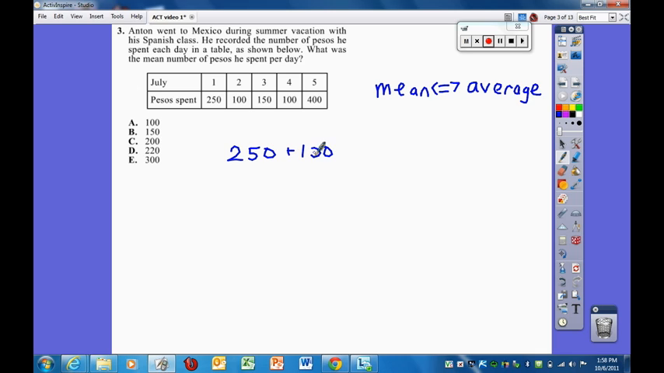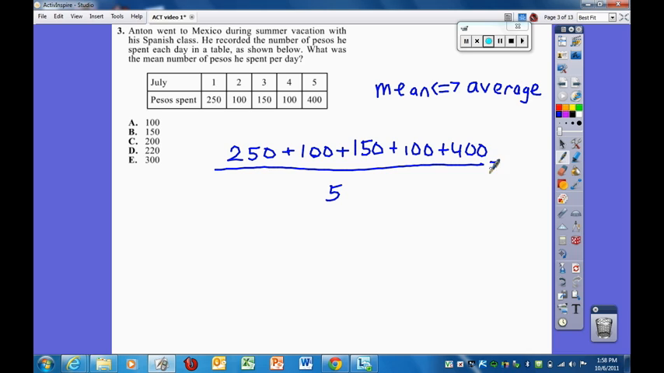250 plus 100 plus 150 plus 100 plus 400, and divide by the number of items that you were adding up. Of course, there's 5. It's that simple. It's that straightforward. Okay, so we add up 250 plus 100 plus 150 plus 100 plus 400, and we end up with 1,000. And we divide by 5, and we end up with our answer, 200.